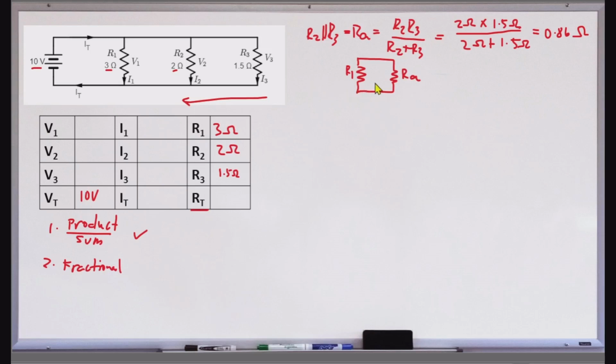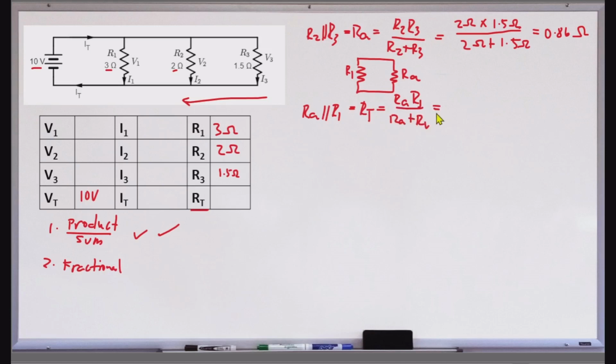Now, R1 is parallel with RA, and since these are the two remaining resistors in this parallel circuit, we can now resolve for the total resistance or the equivalent resistance. I will be using again the product over sum method for determining the RT. So RA is parallel with R1. Since they are the two final resistors to be solved, let's call it R sub T, which is equal to RA multiplied by R1 all over RA plus R1.